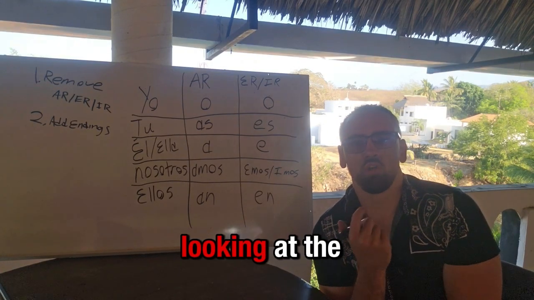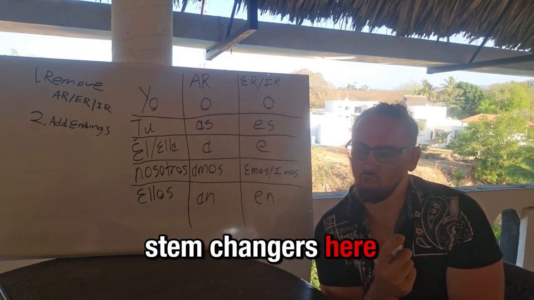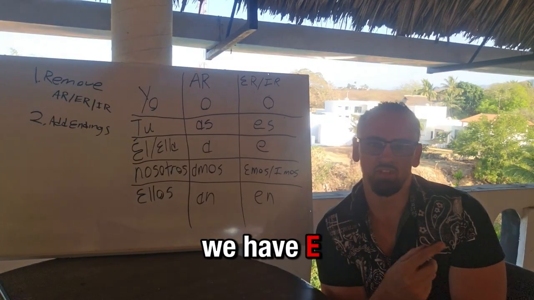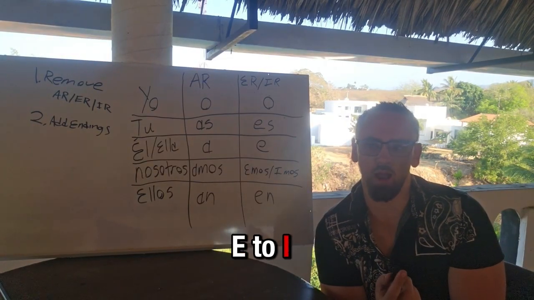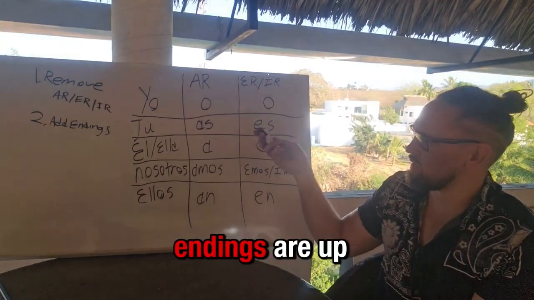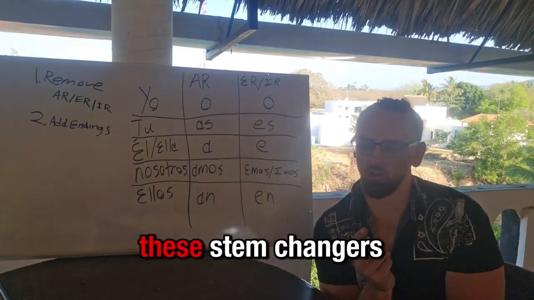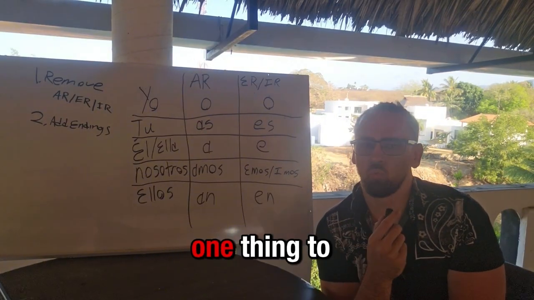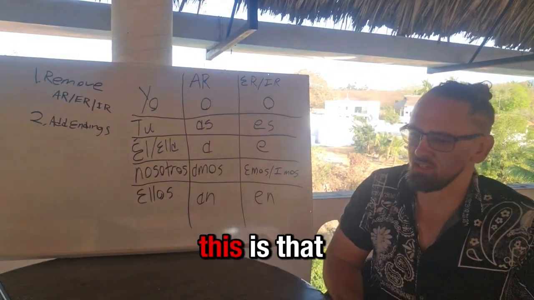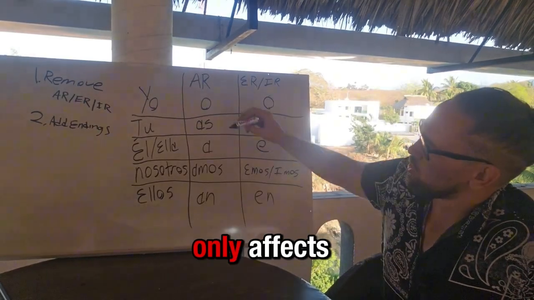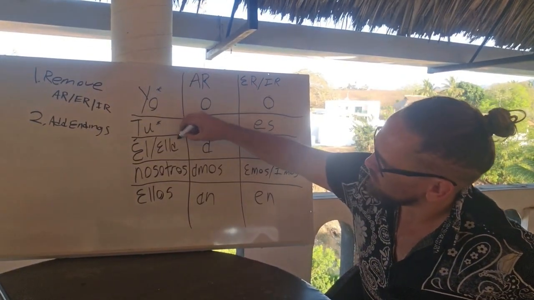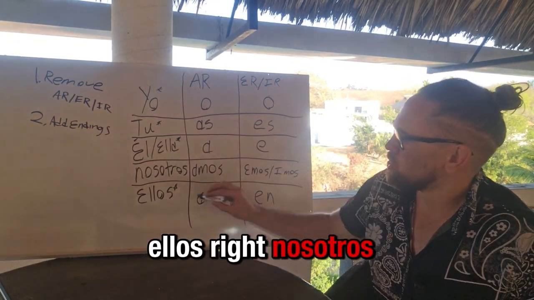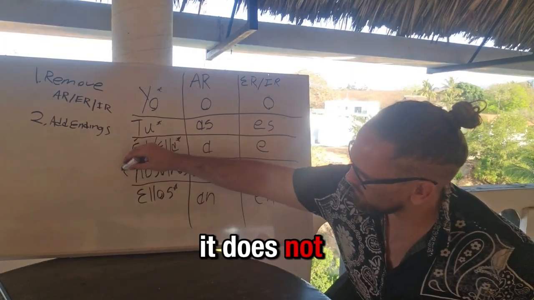Right on. So looking at the stem changers here, we have three groups. We have O to UE, E to IE, and E to I, right? And again, these endings are up here because we're gonna use the same endings for all these stem changers. We just have a step 1B that we're gonna have to add in now. One thing to think about is that the stem change only affects yo, él, ella, and ellos. Nosotros, it does not affect.